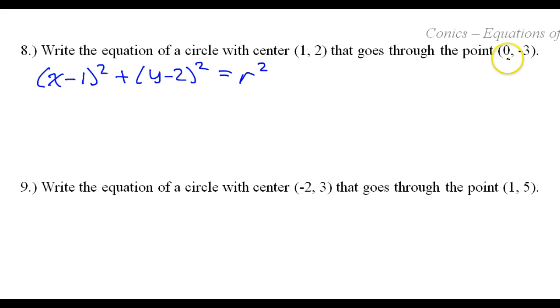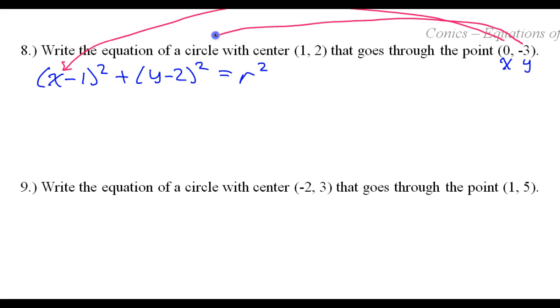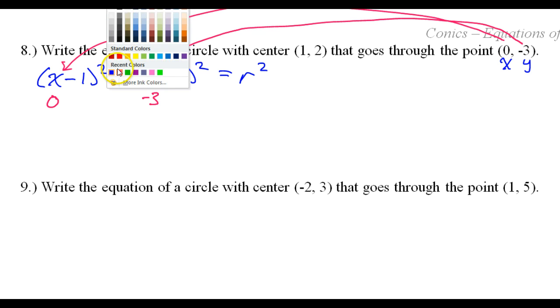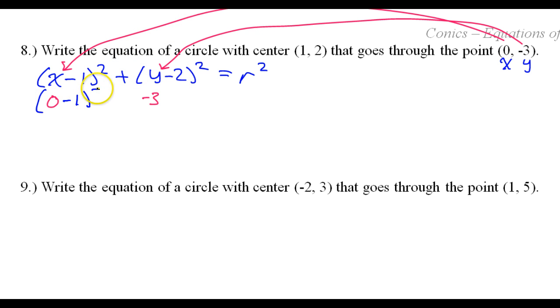Now, when they give me a point, they are giving me an x and a y. So I can just take that x and y and substitute it in. So I can take this 0 and put it in for x, and I can take this negative 3 and put that in for y. Alright, so if I put in the 0 right here and the negative 3 right here, then that gives me 0 minus 1 squared plus negative 3 minus 2 squared is equal to the radius squared.